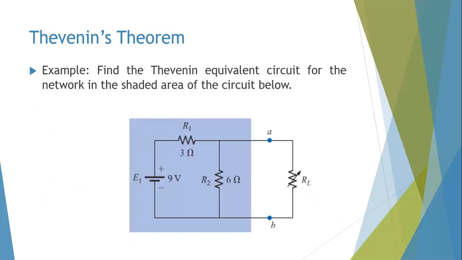Okay, so let's consider some examples now. Let's say this question: find the Thevenin equivalent circuit for the network in the shaded area of the circuit below. I'll give you a few minutes, just draw this circuit quickly, and then we'll do it together.